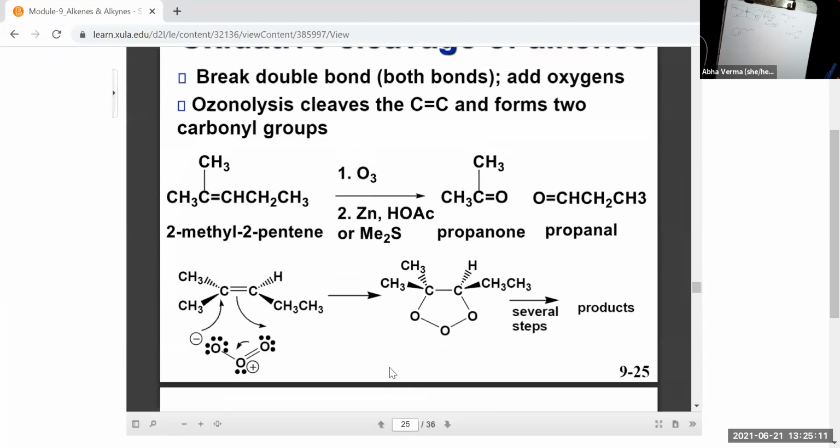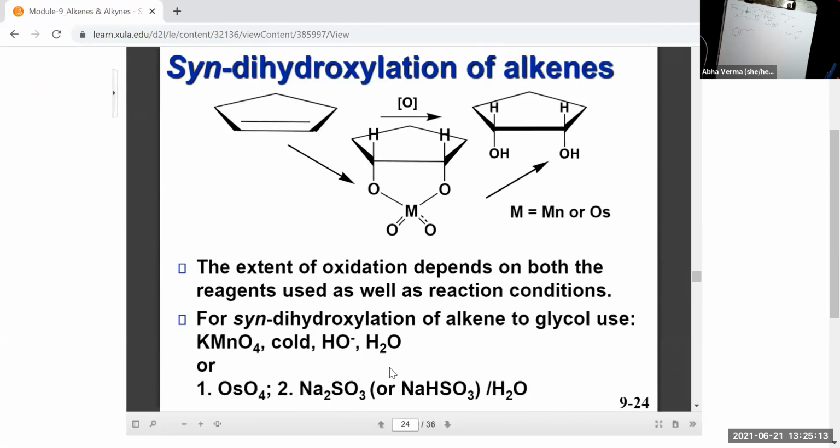The other reactions of alkenes that we will look at are dihydroxylation. So this is one of the reactions that we have seen, the oxidative cleavage. The next will be the diol formation or dihydroxylation. This can be done in two manners. The first is when you use a metal ion. So as you're seeing here, we have metal ions, KMnO4, cold, in presence of base and water.